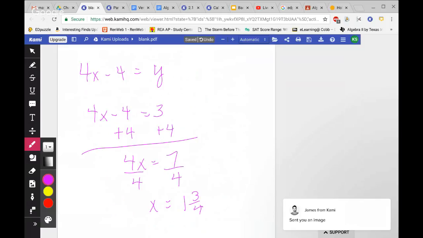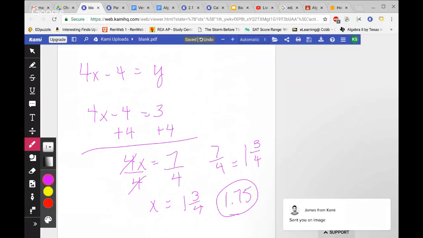Because 7 over 4 equals 1 3/4. But if you're dividing both sides by 4, why would it cancel? 7 divided by 4 equals this long number? 7 divided by 4 should be this in decimal form. Okay.